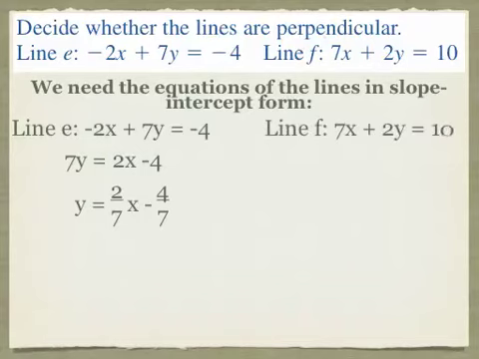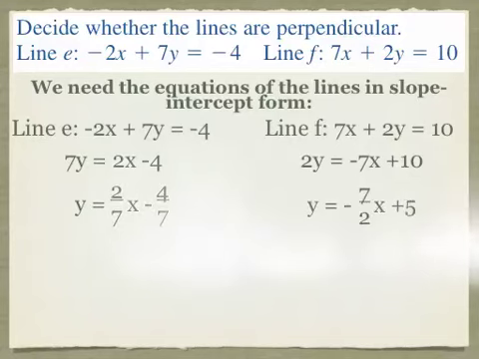For line F, I'm starting with 7x plus 2y equals 10. The first thing I need to do is subtract 7x from both sides. I have 2y equals -7x plus 10. Notice I'm putting my x first because I want to be in y equals mx plus b form. Now I need to divide by 2, which gives me y equals -7/2x plus 5.